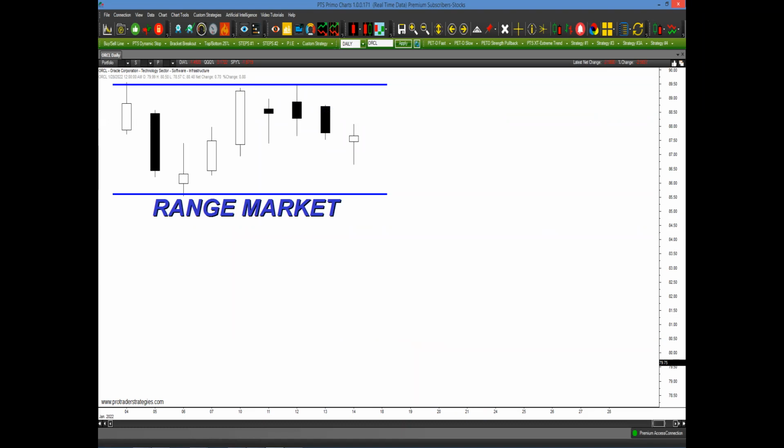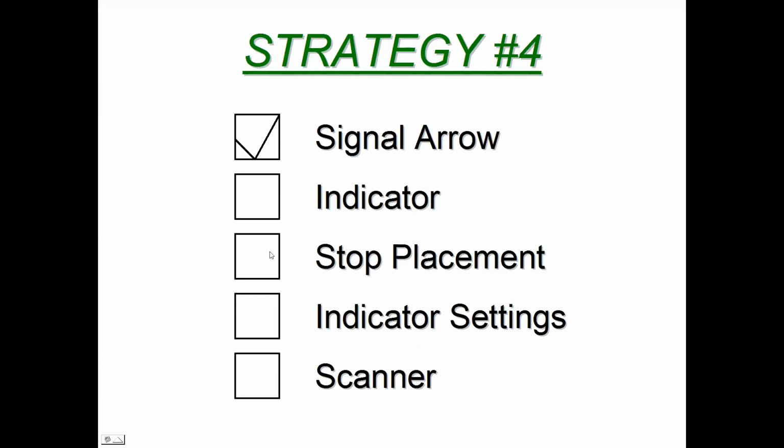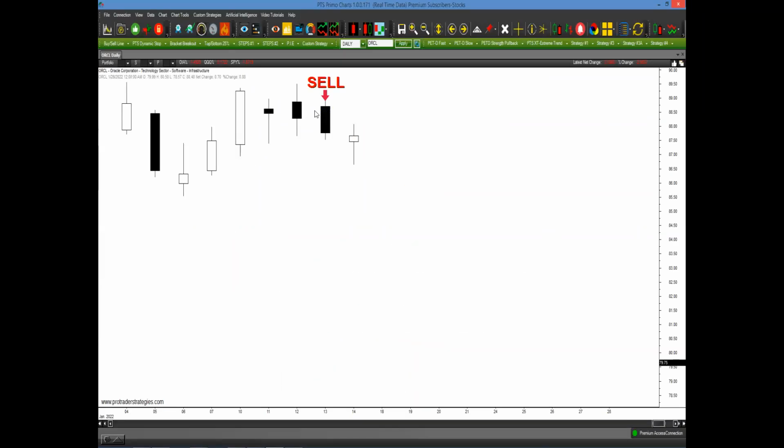Much easier to listen to the market by applying firstly strategy number 4. Click on signal arrows in the drop-down menu, and you see that a sell signal is right here. Now, before you think you should cover and buy, let's first see what the market is telling us. Is it confirming this? Apply the PET-D. Yes, it is.